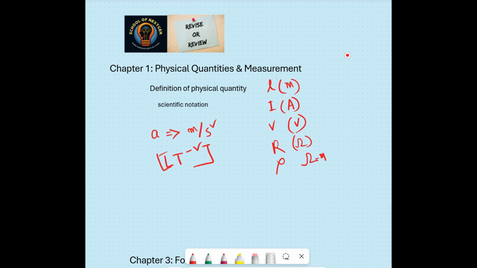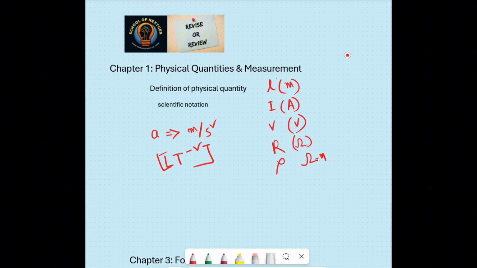And of course, we have to know the scientific notations because we have to solve some numerical problems as well. So in that case, we have to have a very good idea about scientific notation. And of course, when we are covering the MCQ questions, we have to have very good knowledge about the scientific notations.